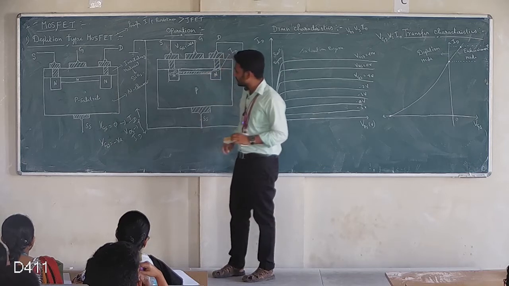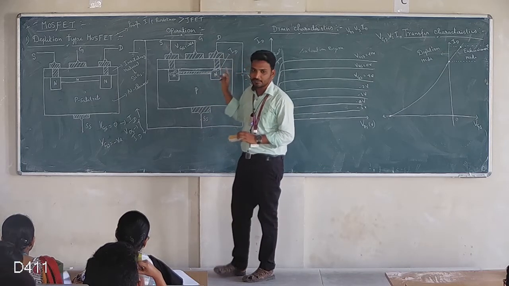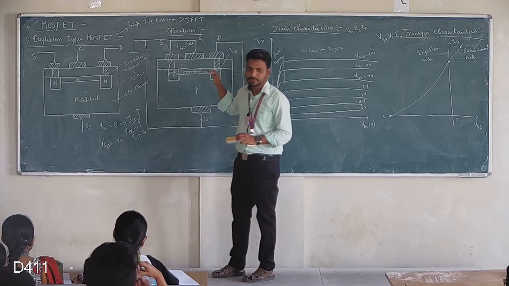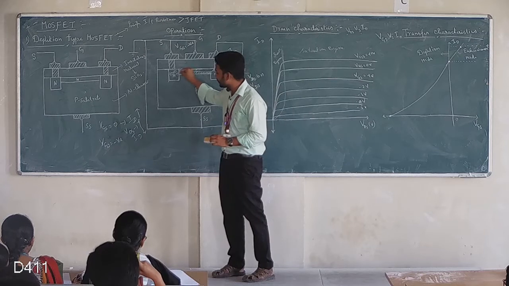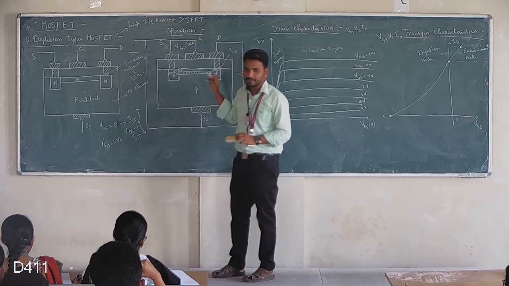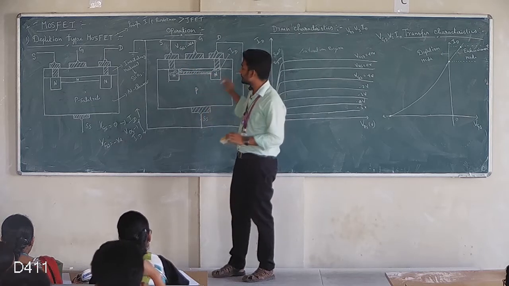Okay, in this case automatically the path between source and drain gets almost closed by the depletion region. So the amount of electron flow from source to drain will get somewhat reduced. Okay, that is the second case.